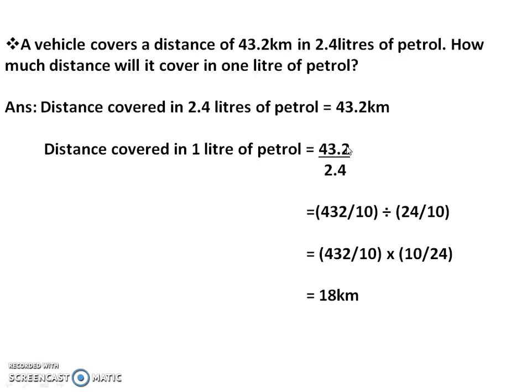How can I write 43.2? 432 by 10. 2.4. How can I write? 24 by 10. Then multiply with the reciprocal of the second number, that is 10 by 24. 432 divided by 24. What is the answer? 18 kilometer. 432 by 24 is equal to 18 kilometer. So the final answer is 18 kilometer.